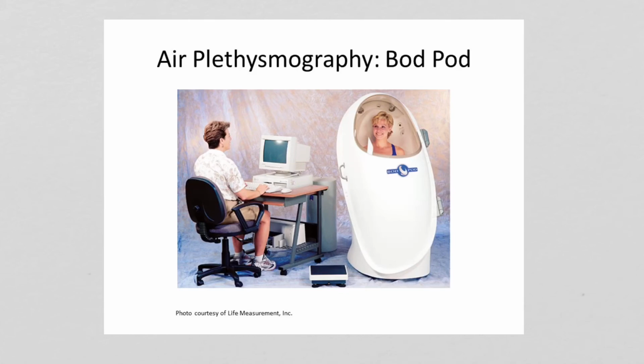And so you would go sit in this pod, you shut the door, it's airtight, and then there's a small pump that can change the volume of air inside the chamber. And so by doing that, it can figure out your body volume. This uses the same sort of principle as underwater weighing, but just a different method to determine your body volume. So once we know your body mass and your volume, then of course we can figure out density, and then you would simply use the Siri equation.